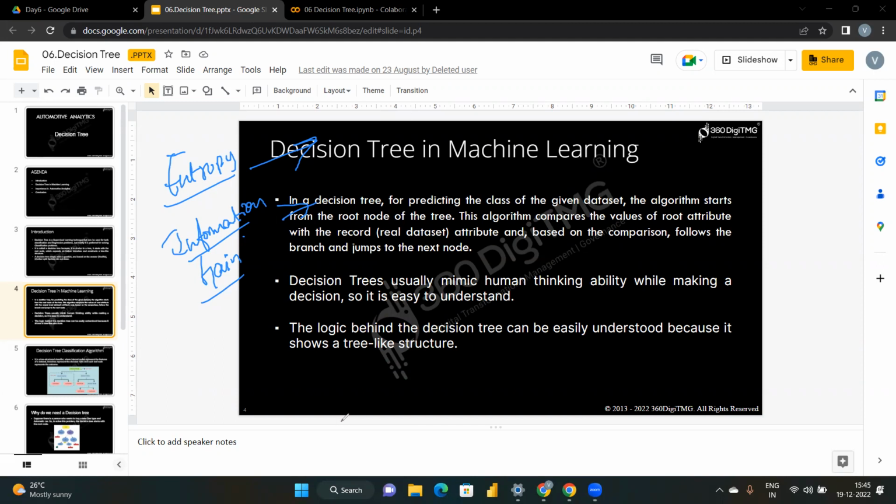Okay. Information gain is a decrease in entropy. It computes the difference between entropy before splitting and average entropy after splitting the data set, based on the values of the given attributes. Okay.